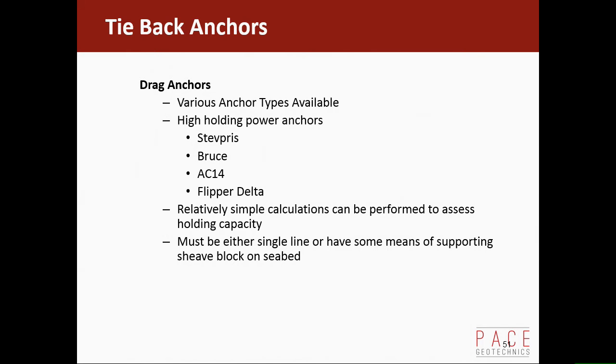The other thing to be aware of is tie-back anchors. There's various types available. 2 main categories, and I only talk about high holding power anchors here. A ship anchor is essentially something which is designed to skim over the seabed and just dig. It's not designed to dig to depth. Whereas particularly Stevpris, Bruce and Flipper Delta, they are designed to penetrate deeply into the seabed. We can do a crude sort of assessment of the capacity of an anchor, but if it's for a permanent mooring, you would want to do something a bit more.